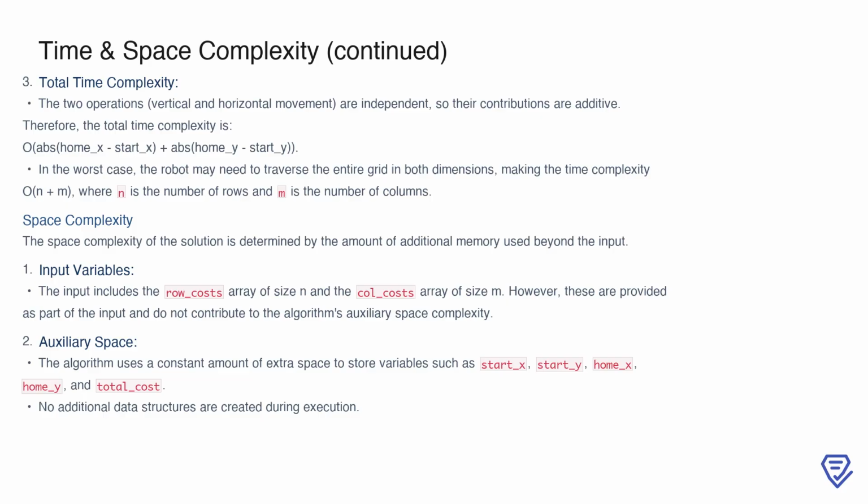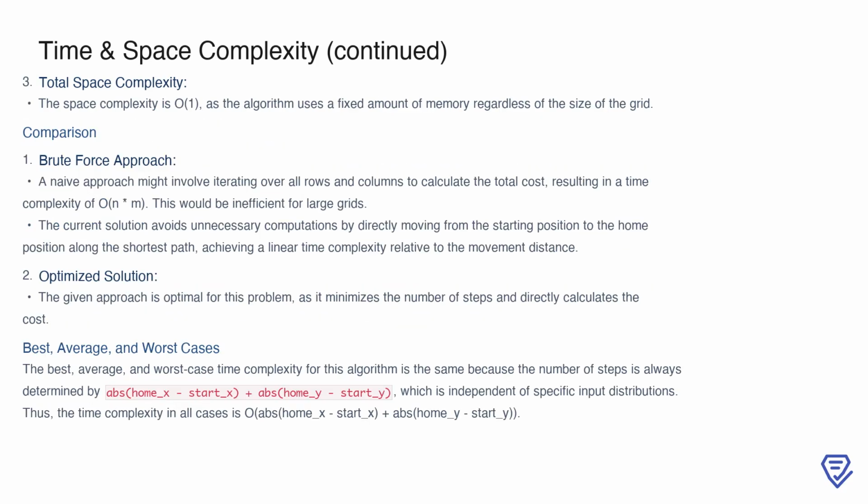Shifting to space complexity, the analysis is straightforward. The input includes the row_costs array of size n and the col_costs array of size m, but these are part of the input itself and don't count towards auxiliary space complexity. As for the algorithm, it uses a constant amount of extra memory to store variables like start_x, start_y, home_x, home_y, and total_cost. No additional data structures are used, which means the auxiliary space consumption remains constant. Altogether, the total space complexity of the solution is O(1), as the algorithm only requires a fixed amount of memory regardless of the size of the grid.